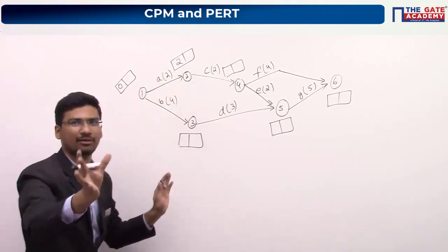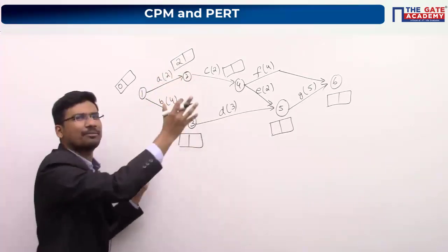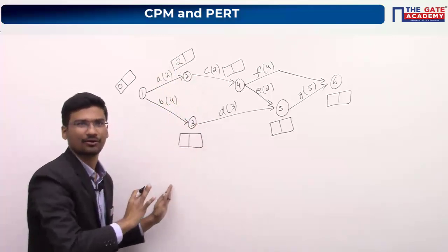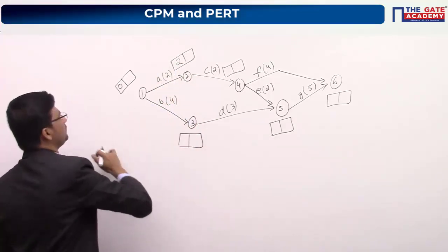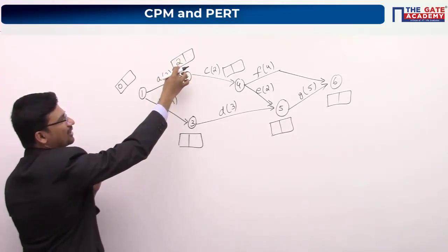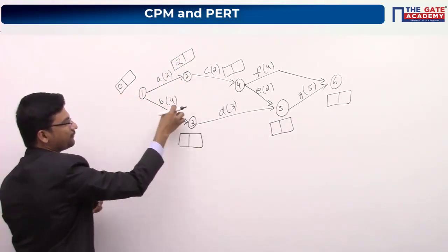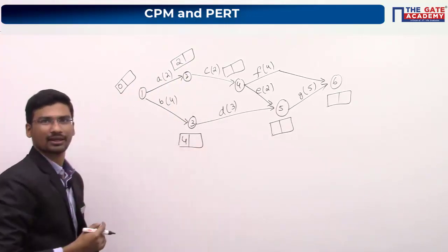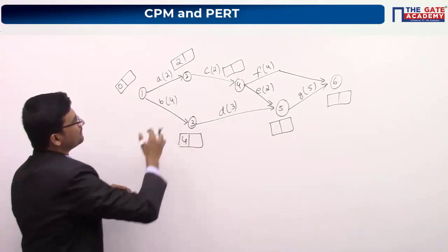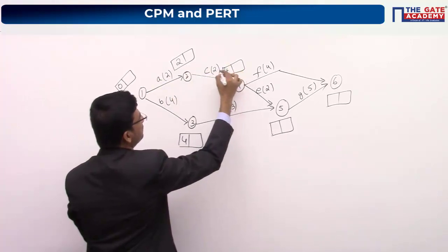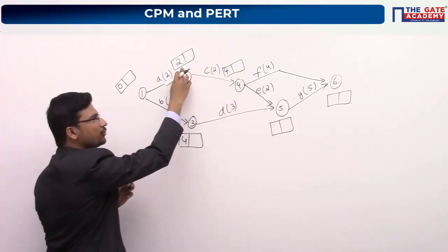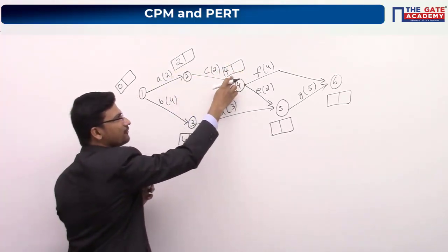No, it is not AM or PM. It is just in terms of number of days here. Okay. So now, what about this one? So this will be 0 plus 2, it will be 2. Now this one, it will be 0 plus 4, it will be 4. Right. Now again it will be 2 plus 2, it will be 4. So earliest start time here it will be 2 and earliest finish time will be 4.